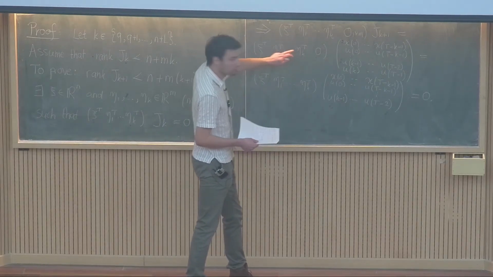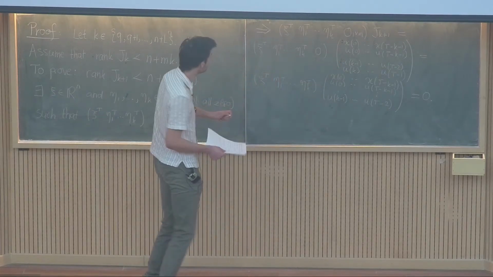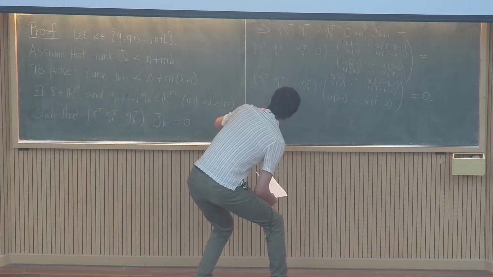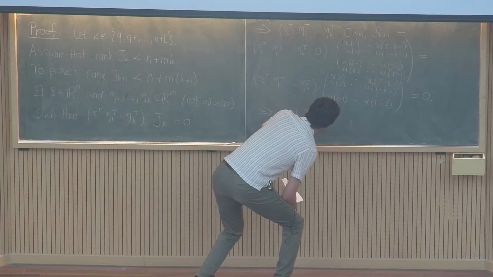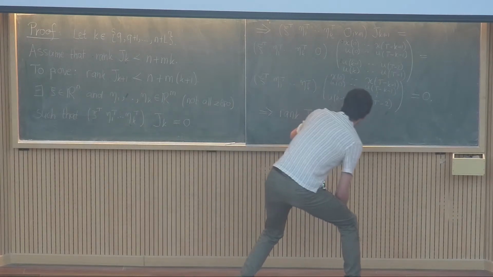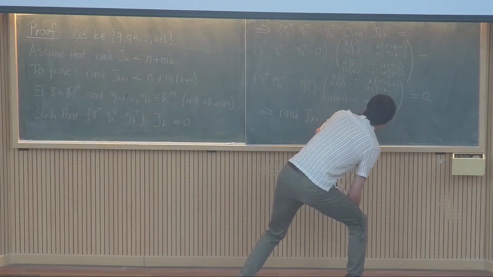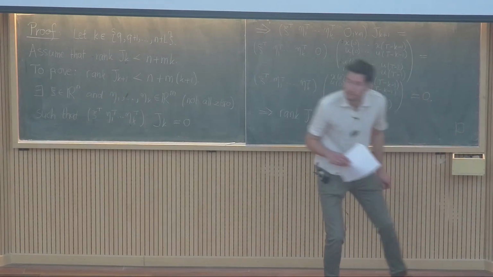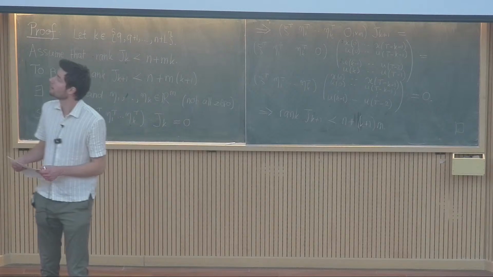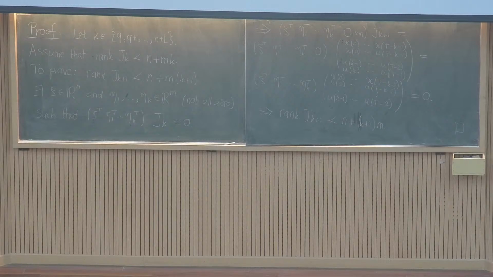So that means that indeed, we have found a non-zero element in the left kernel of this matrix Jk plus 1, which implies that indeed the rank of Jk plus 1 is less than n plus k plus 1 times m. And that proves then the claim by induction. So, the point is that using this claim, we conclude the following.